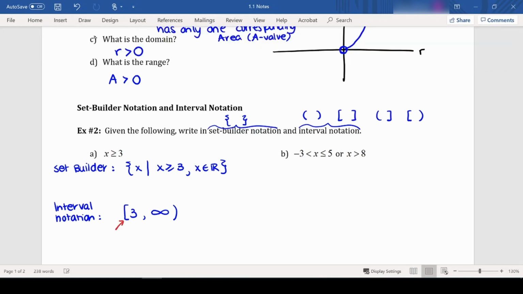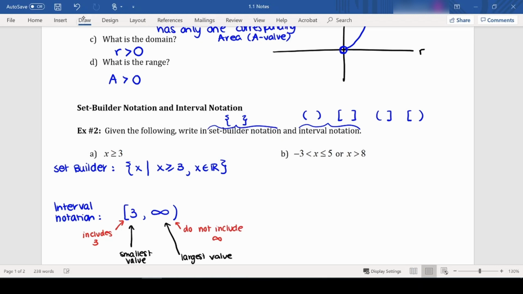So this means that you include 3. This means that you do not include infinity. This is your smallest possible number. And this one here is your largest number. So you read this left to right. Includes 3 up to infinity, but does not include infinity.